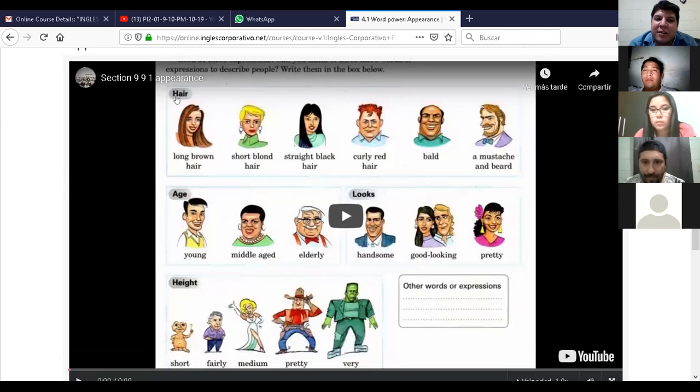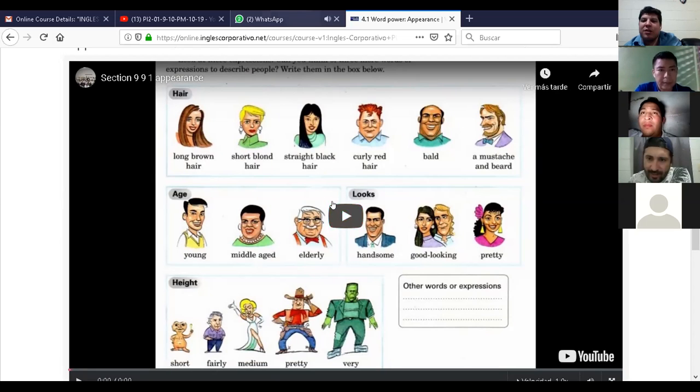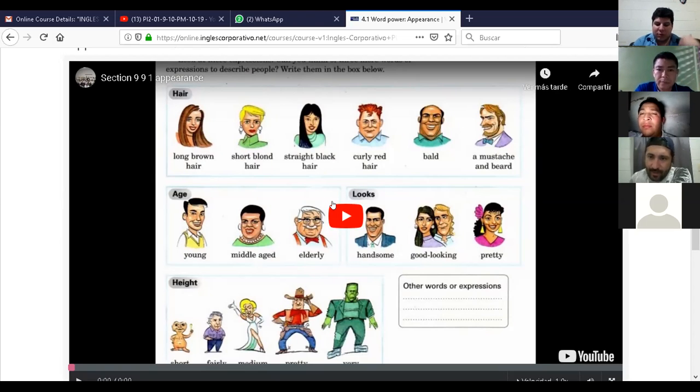Say it with me. Hair. The I is not pronounced that strong. Hair. Long brown hair. Short blonde hair. Straight black hair. Very good. Straight is como liso, más que todo planchado. Okay, so curly red hair.